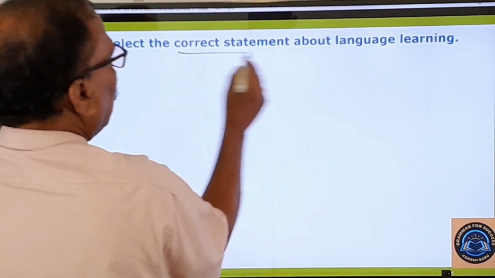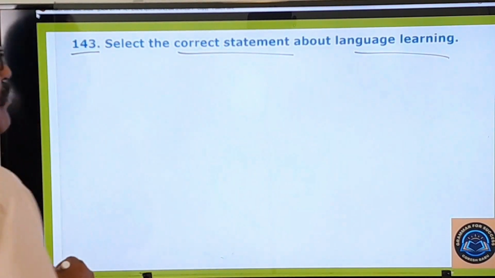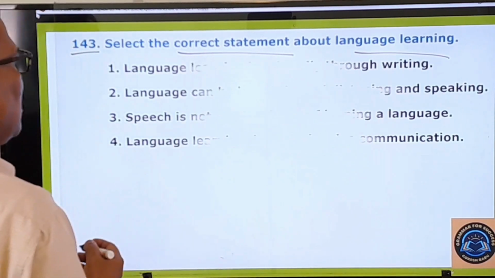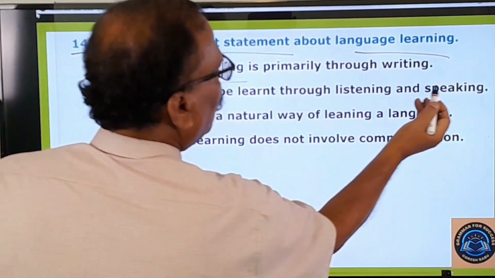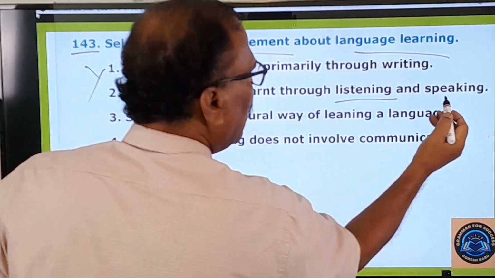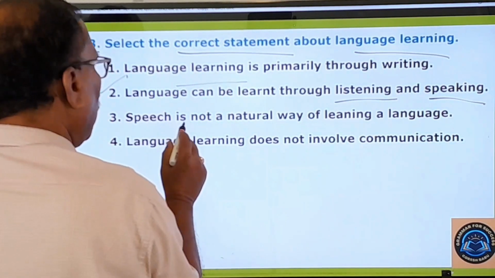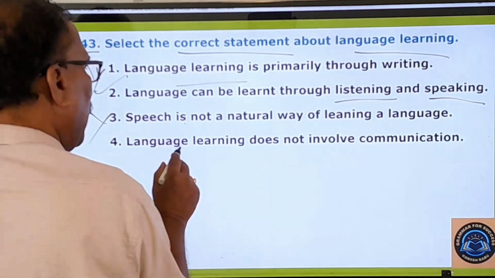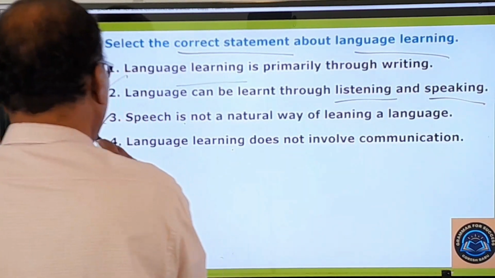143rd question. Select the correct statement about language learning. What is the correct statement? Language learning is primarily through writing. No. Language can be learned through listening and speaking. Yes. Speech is not a natural way of learning a language. No. Language learning does not involve communication. No.